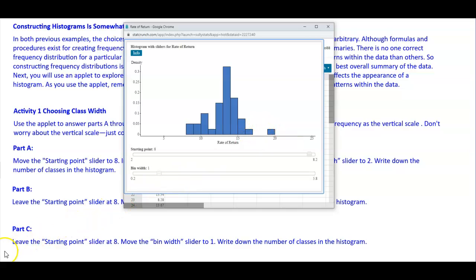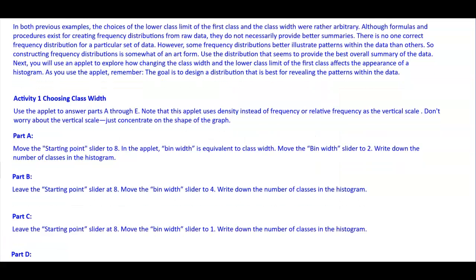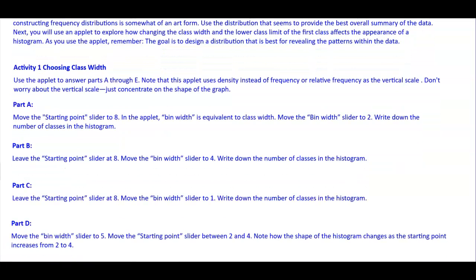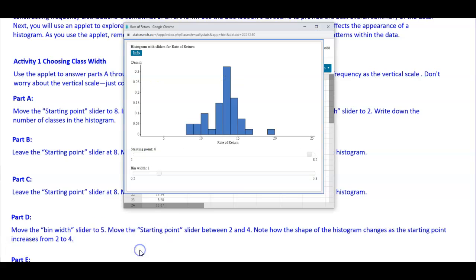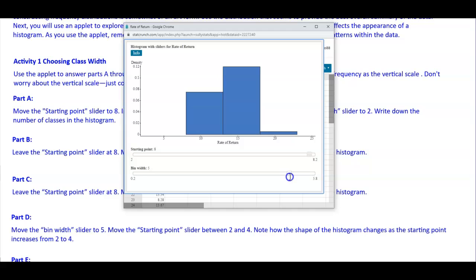Okay? Now let's move down to part D. Now part D is asking us to move the bin width slider to 5. So that means that we're going to leave it at 8, and now we're going to move the bin width to 5. So let's move it to 5. Okay, now notice 5 here. We have our bin width, so we still have 3. We have 3 classes now.